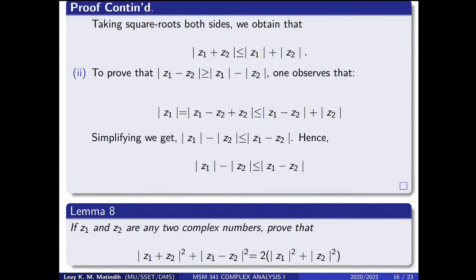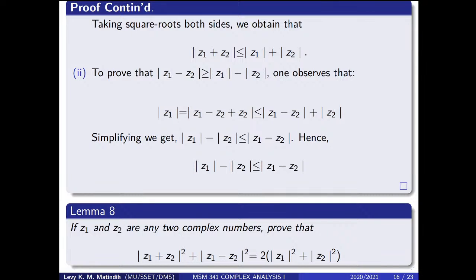And rewriting this, if I start with the modulus of the difference, I'm going to read it to say the modulus of the difference Z1 minus Z2 is greater than or equal to the modulus of Z1 minus the modulus of Z2. So this completes the proof of part 2.